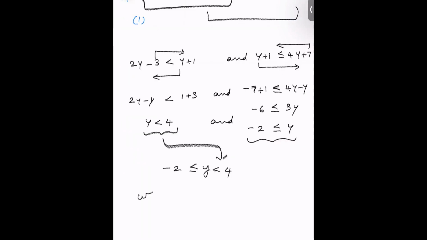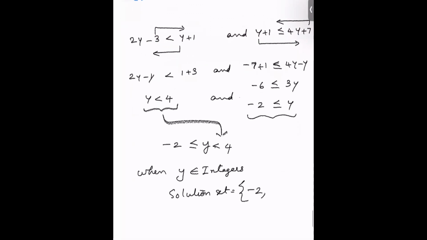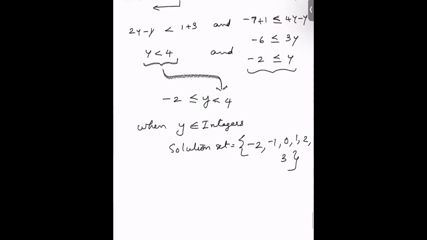That's all. When y is an element of integers, what is the solution set? Solution set is minus 2 less than or equal to y. Okay, so equal to is there, so you should start with minus 2 because the equal to symbol is included. So minus 2, minus 1, 0, 1, 2, 3. 4 is not included. Why? Because y less than 4 means 4 is not included. So this is the solution set when y is integers.